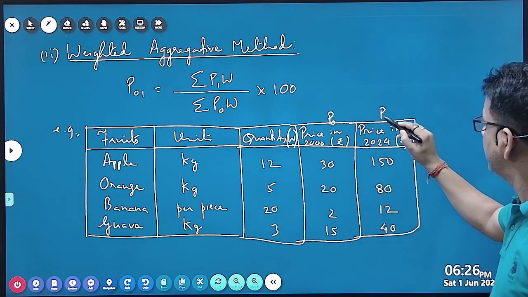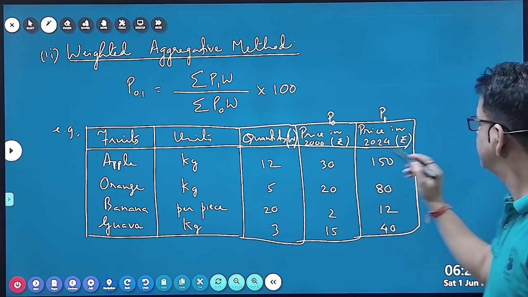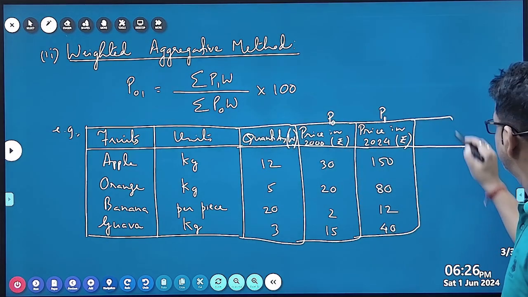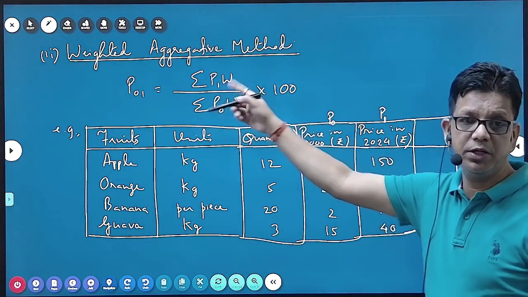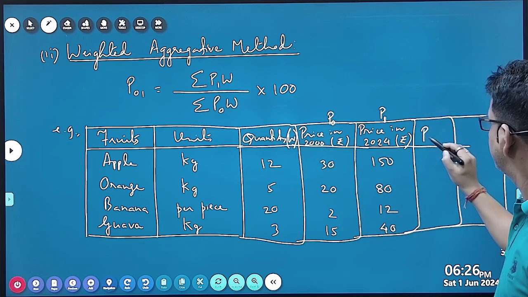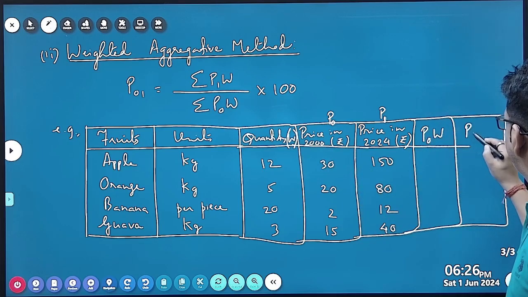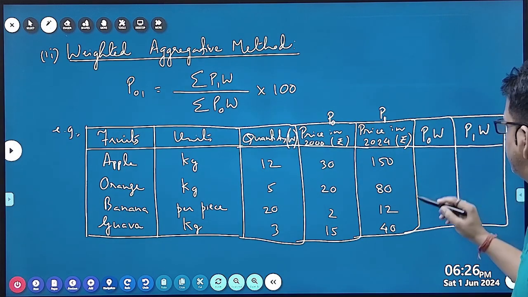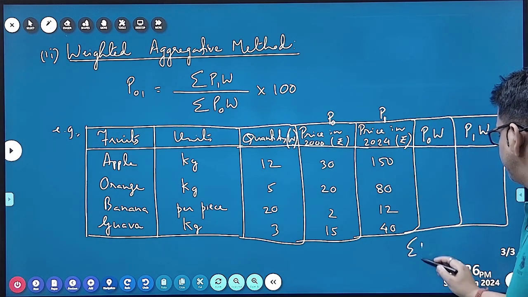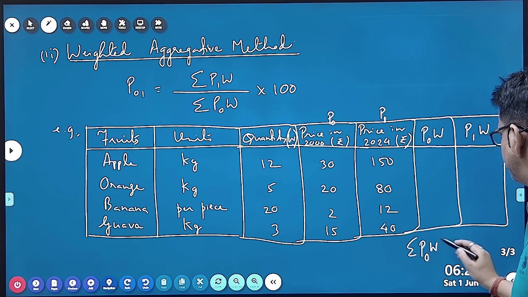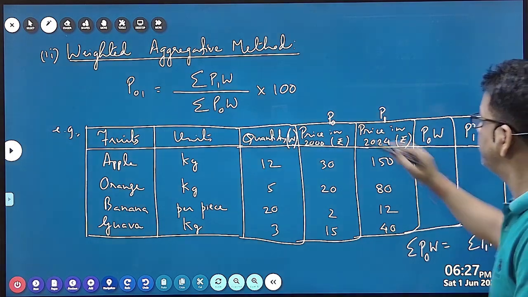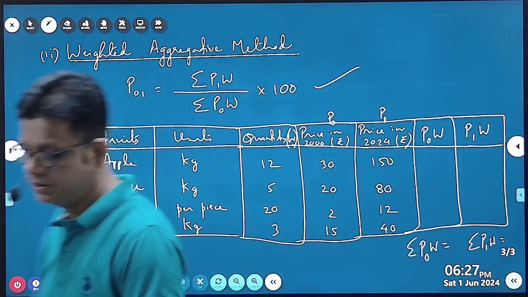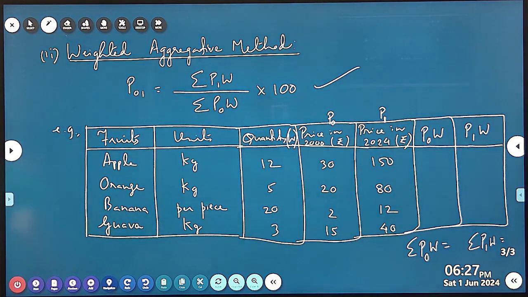Getting it? Now as you see from the formula, you just add these 2 columns. What are those 2? One is P1 into W, so P0 W and then P1 W. Those are to be multiplied, and then get their summation. Get also the summation of P1 W and put it here. This will be the required answer.